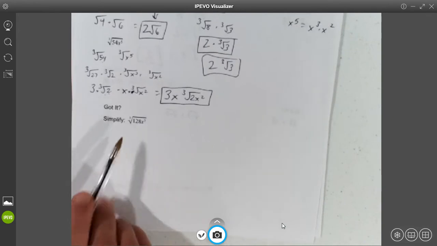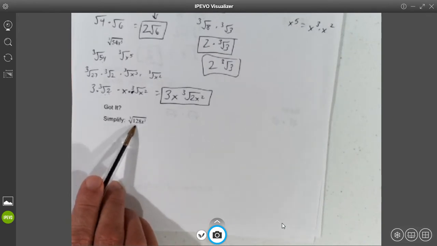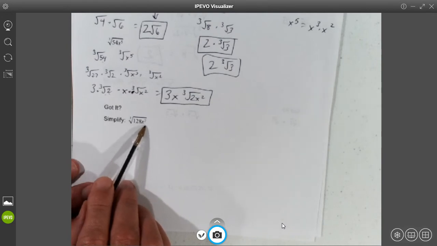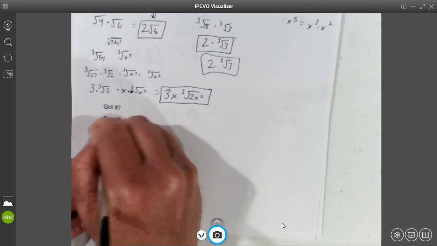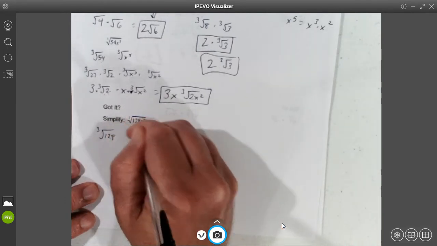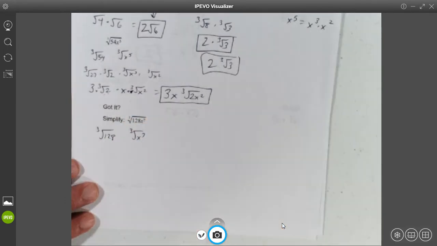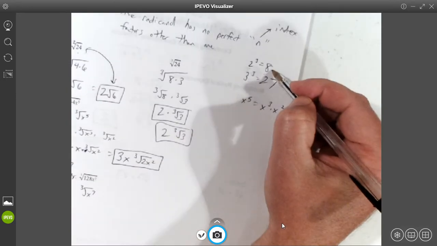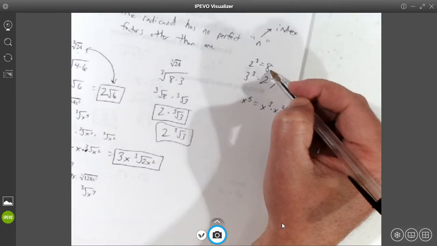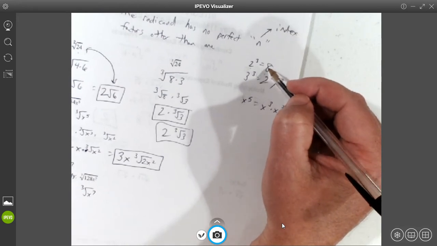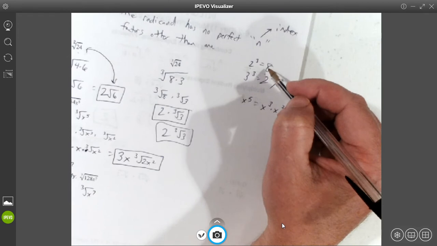So let's look at just one more here. The cube root of 128x to the 7th. So again, I'm going to write that as the cube root of 128 and the cube root of x to the 7th. Now let's see, factors of 128 that are perfect cubes. Will 8 go into 128? Yes, it will. Now let's hold on to that, because I want to get the biggest perfect cube I can.